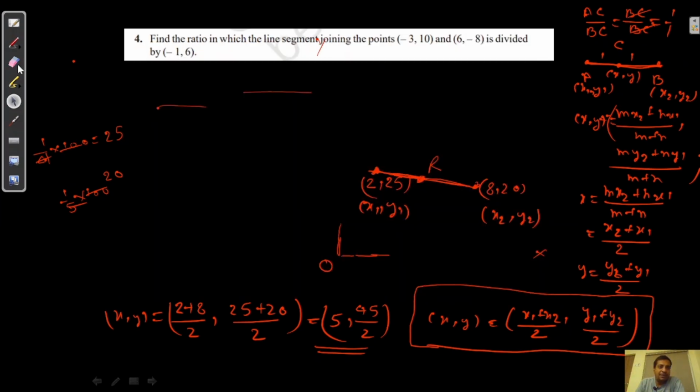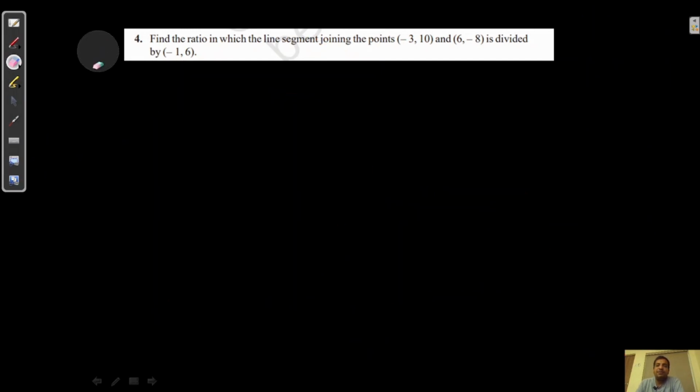Okay, so we are having one more question with us, which is our question number 4. Now they are saying find the ratio in which the line segment joining these 2 points is divided by -1,6. On Saturday we have seen one question of this type. I hope you all have already solved it. If not, just look at this. There is a point A which is -3, 10. One more point B which is 6, -8. The line segment which is joining them.